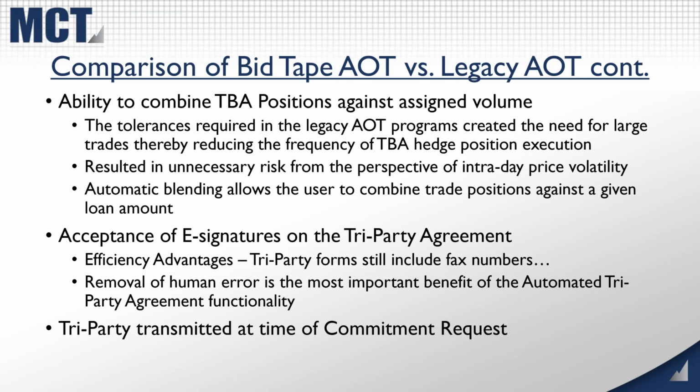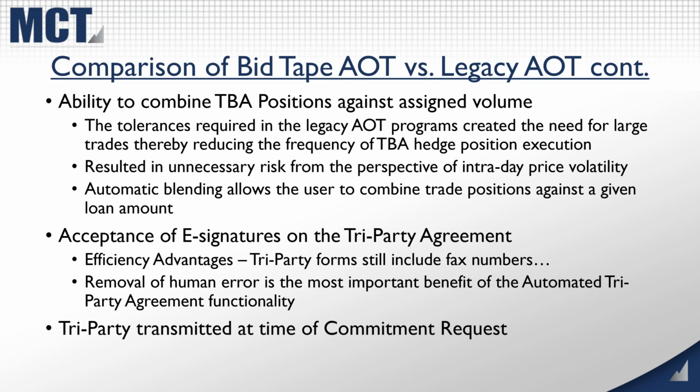I'll talk about this a little bit more when I've got some numbers on slides, and I'll say more about the automatic blending as well in some examples. But some additional advantages: you can combine TBA positions. Let's just pretend for a second that I've got 2.2 million in Fannie 4s, and I don't have a $2 million trade. In the past, I would have had to break that up into $500,000 increments to see if I make the tolerance. Hopefully I did, and I can assign some of that. Now I can assign all of those trades against that volume, and I get a weighted average price.